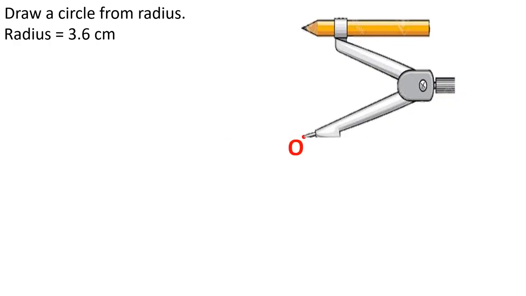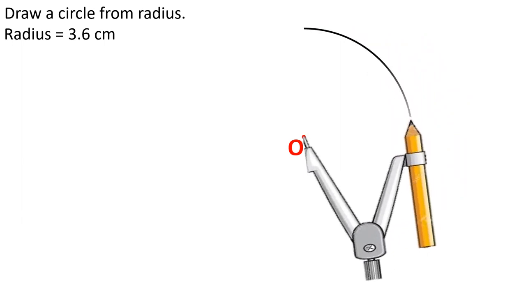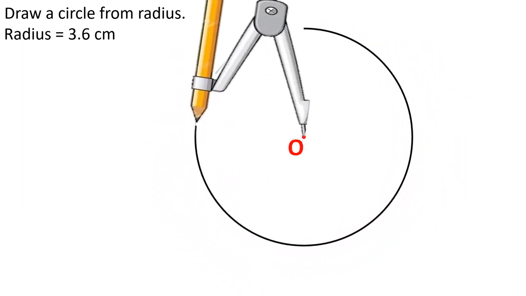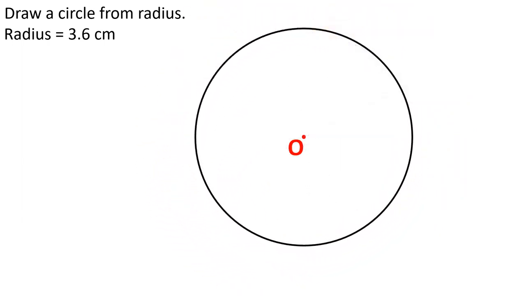Mark a point O on a sheet of paper and keep the needle arm of compass on the point O. Rotate the pencil head around the center point marked O. Thus, we get a circle of 3.6 cm radius.